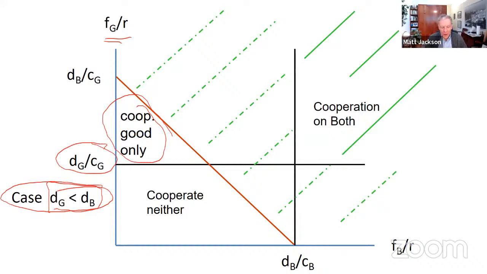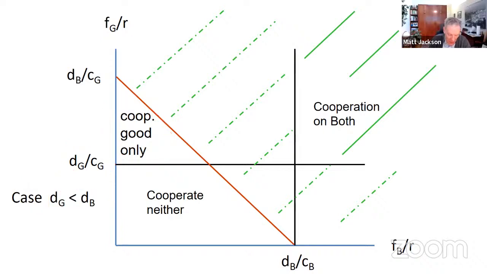But if the one that has a lower deviation temptation, anytime you can motivate the one with the higher temptation payoff, you can also motivate the one with the lower temptation payoff. Okay, so that's just to get us used to these pictures. We're going to do a lot of pictures here in terms of explaining the structure of the equilibria.